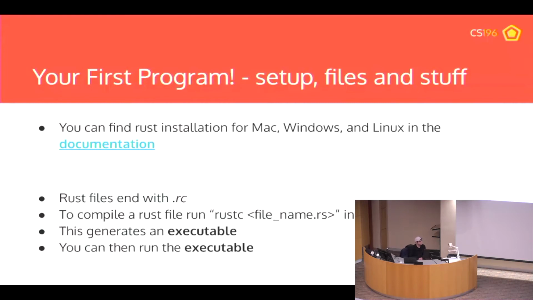Rust files end with .rs. So if you make a Rust file, you want it to end in .rs so that your terminal knows what it's working with. To compile a Rust file, you write rustc and the file name in the command line, and this generates what's called an executable. So the compiler will take the code and generate an executable file. And an executable file is a file that can be run. And a key thing to mention is that if there's an error in your code, the compiler cannot make an executable, and it'll instead tell you that there's an error, and then you can debug that and then make the executable.